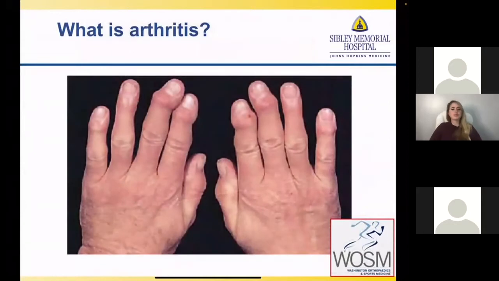Here's what arthritis looks like in someone's hands. You can see the swelling, the deformity. There can be some sort of thickening of the joint and swelling. And this is what a typical arthritic hand looks like.